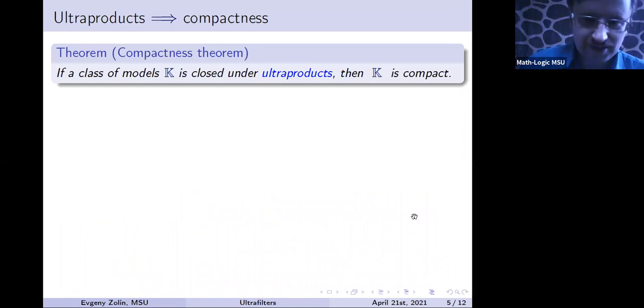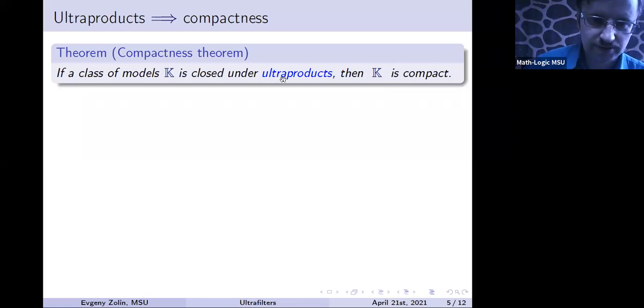So the main application of ultraproducts is the following. If we have a class of models that is closed under ultraproducts, then it is compact. And compactness for various classes is a very important, very useful notion. It allows us to obtain some new results. What does this first line mean? A class of models closed under ultraproduct. So if we have many models Mi in K, and any ultrafilter phi, then the ultraproduct of these models, modulo phi, is again in this class K.